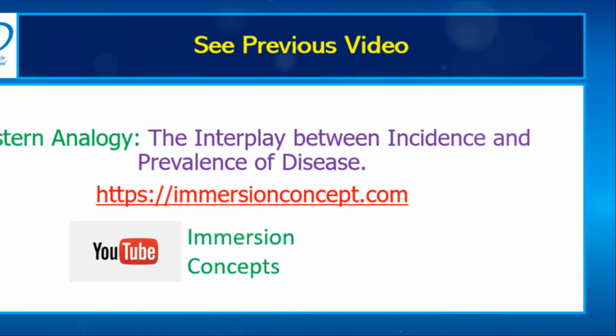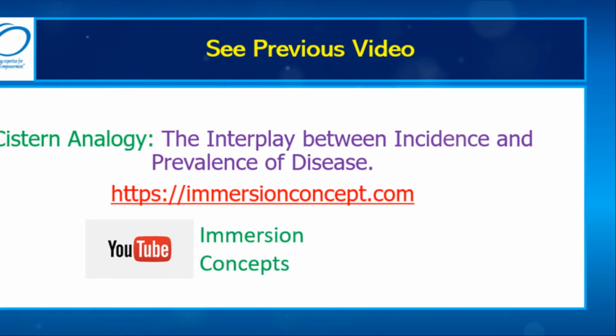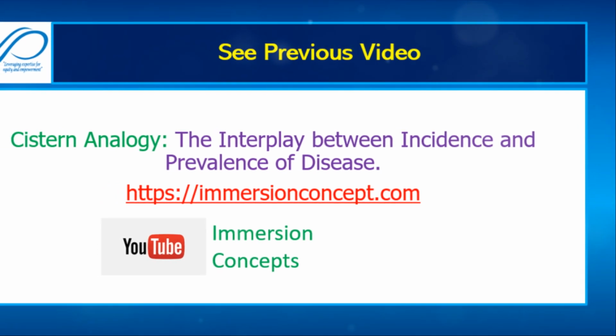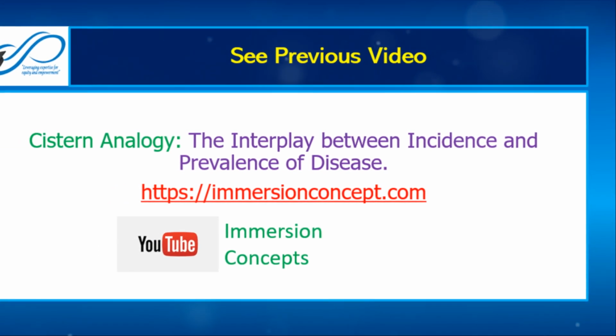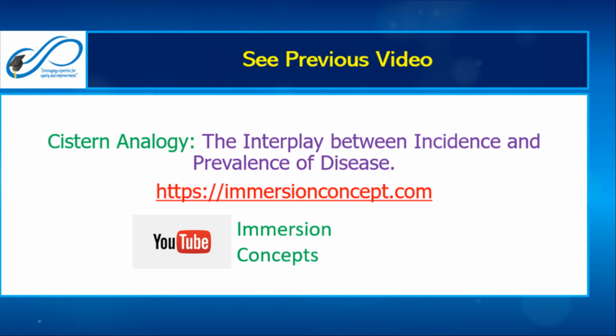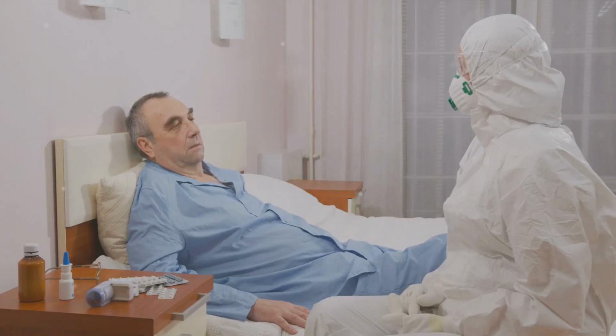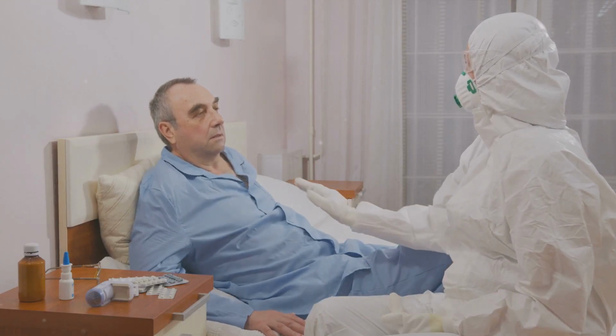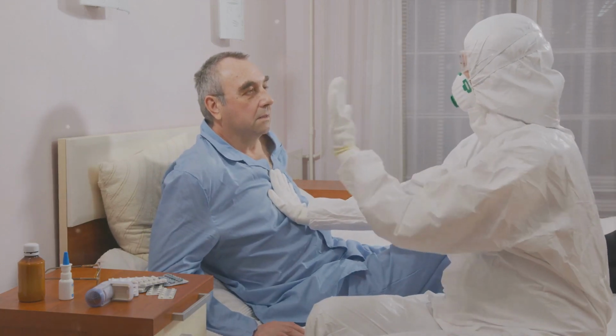There is a nuanced interplay between incidence and prevalence. This was discussed in one of my previous videos. Cistern analogy, the interplay between incidence and prevalence of disease. Prevalence and incidence can provide information on rate, proportion, and distribution of diseases.